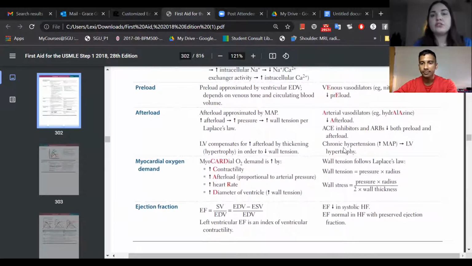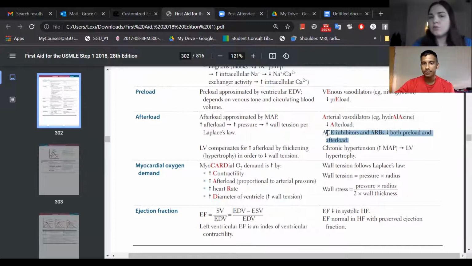No. Okay, so now we're going to look at their examples for afterload here. So arterial vasodilators decrease afterload. Okay, you guys haven't talked about ACE inhibitors yet, right? Not yet. Okay, so not important. They're a medication. They decrease preload and afterload. They do that by decreasing the volume you have in your body, preload, and by also vasodilating, right? That's a perfect drug because it decreases the pressure from both sides. Decreases your preload, decreases your afterload.